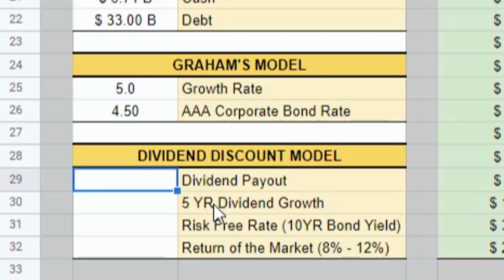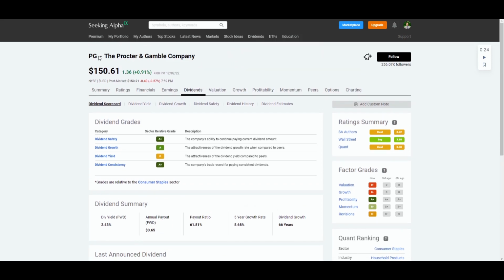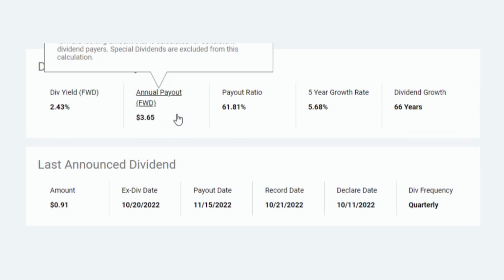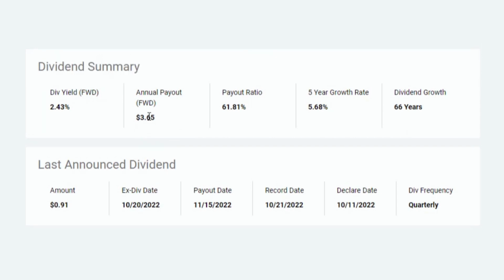So where are we going to find the dividend payout and the 5-year dividend growth rate? Coming over to Procter & Gamble's page for dividends, and it's the sub-tab dividend scorecard. Coming down here, they have a lot of good information. The annual payout is around $3.65. That's about how much you could expect in annual dividends, with a 2.43% yield. And then the 5-year growth rate, we're going to need that, 5.68%. So $3.65 and 5.68%.